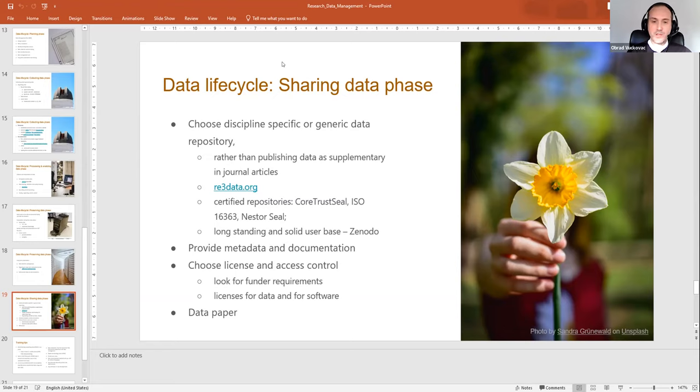Also, like I said, when sharing, it is good to provide both metadata and documentation. The imperative is for data to be understandable. And for sharing, it is important for the data to have a license, and to have all the access controls in place and described. For licenses, you should look for the policies and requirements of funders or institutions on this subject, and acknowledge your researchers how to look for it and what license to take. And one of the good examples lately is to share your data through a data paper.